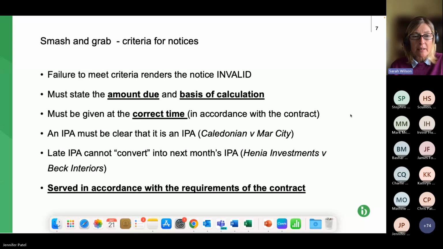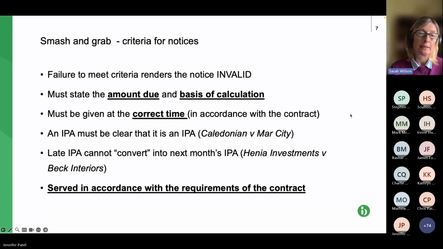And then finally, we're talking about notices, and typically construction contracts require notices to be served in a specific way. So sometimes they might have to be either hand delivered, served by first class post. Quite often email isn't a valid method of service. So you just need to be careful about that. So if we can move on to the next slide, please, Jen.